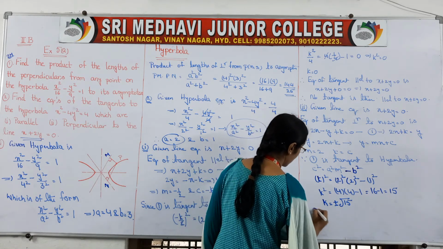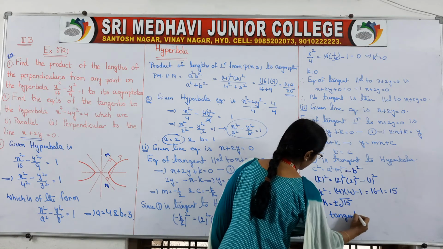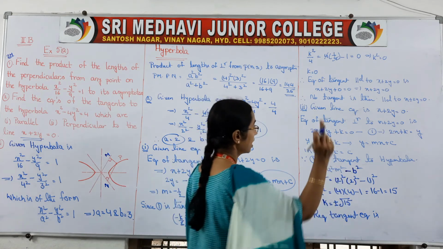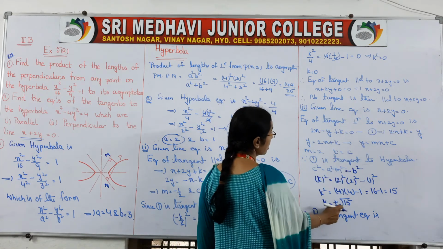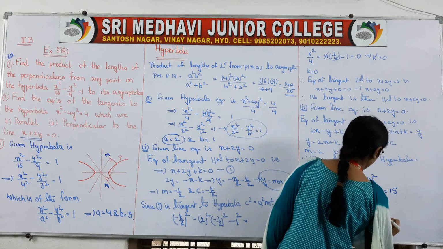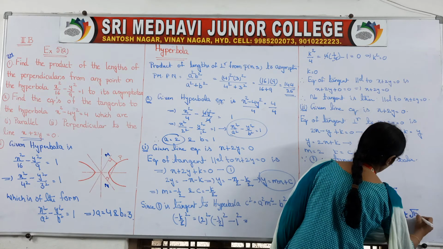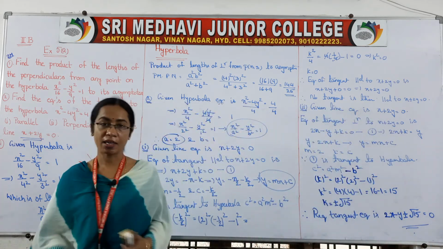Therefore, the required tangent equation is, in k's place we have to take plus or minus root 15. So it is 2x minus y plus or minus root 15 is equal to 0. That is the answer.